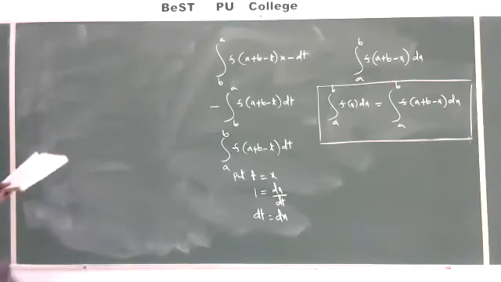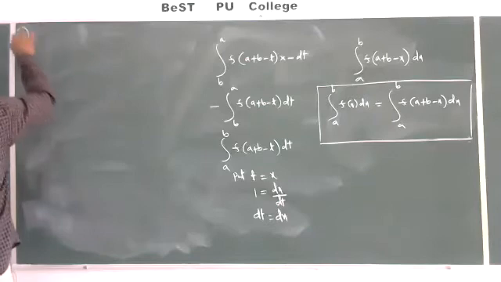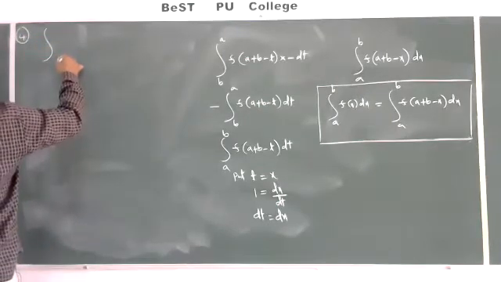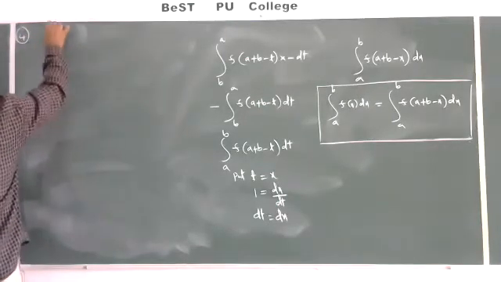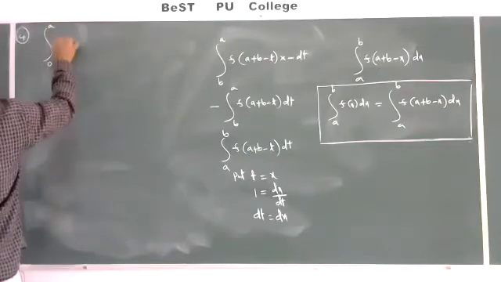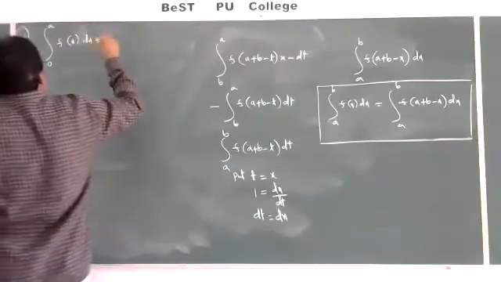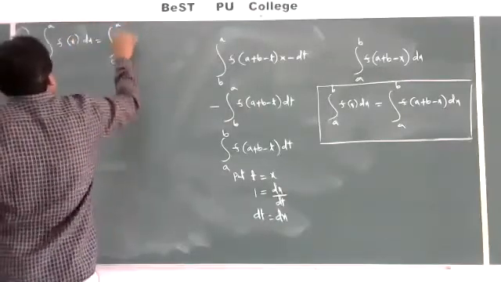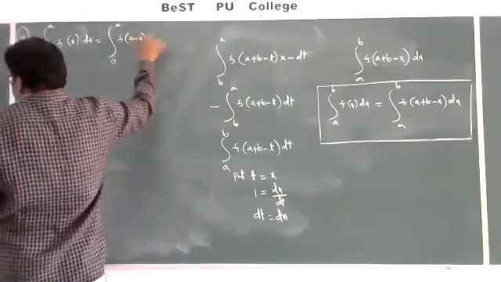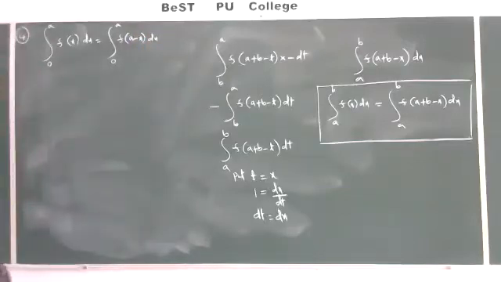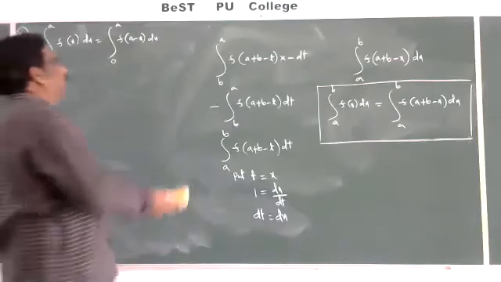Yes. Next property, the fourth property. Integral 0 to a f of x dx is equal to integral 0 to a f of a minus x dx. This property is very useful in problems. In many problems we can use this property.